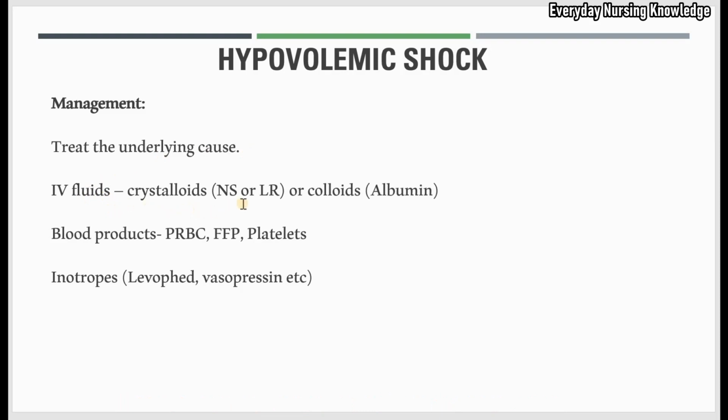Usually crystalloid, that is NS or LR, is given, or colloids, for example albumin, is given. Blood products, for example PRBC if blood loss, or FFP if it needs clotting factors, or if the platelet is low, platelet transfusion is done. Once the fluid resuscitation is done, inotropes are administered to increase the blood pressure, for example Levophed, vasopressin, etc. So today we learned about hypovolemic shock, and thanks for watching my video.